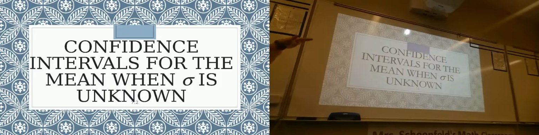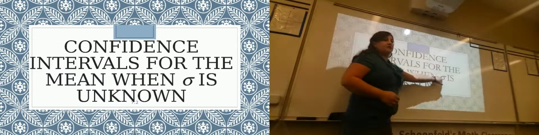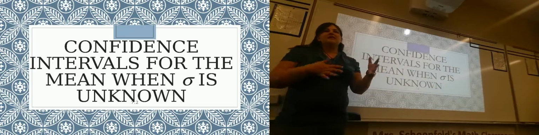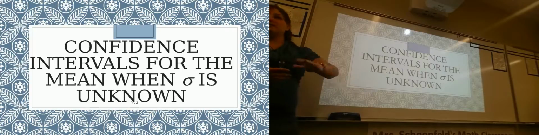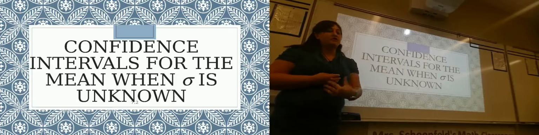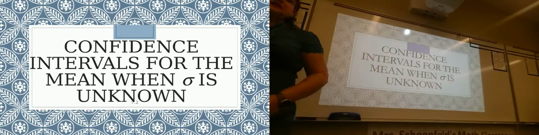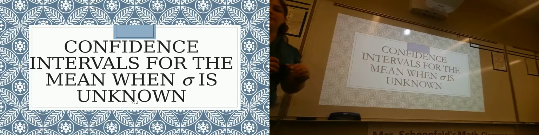So yesterday we did confidence intervals when the standard deviation was known, but when we think about it, that doesn't happen. If we know the standard deviation, then we don't need to find all these means and then find the mean of all these means. So we don't have to do that. So for today, what we're going to do in 7.2 is the confidence intervals when the standard deviation is unknown.